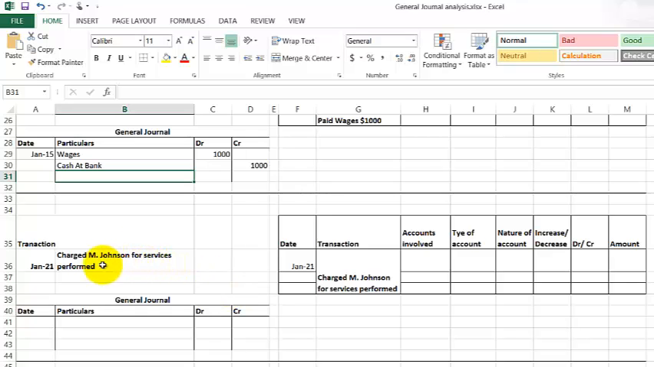Let's look at this one. This is a different type of one. M. Johnson was charged for some services. Okay, so we did some work for M. Johnson. But the important thing here is that M. Johnson hasn't paid us yet. Therefore, it is what we call a credit transaction. Okay, let's analyse it. So the two accounts here are M. Johnson.